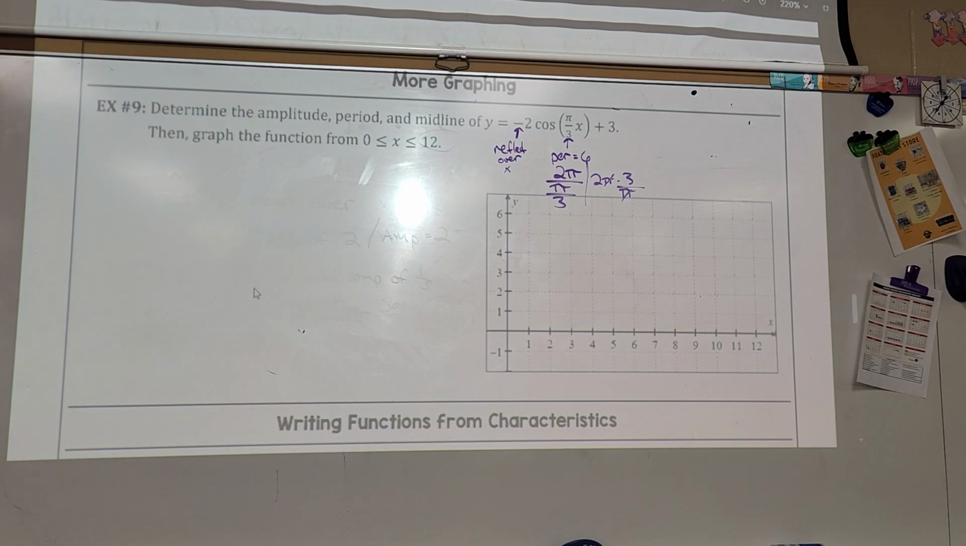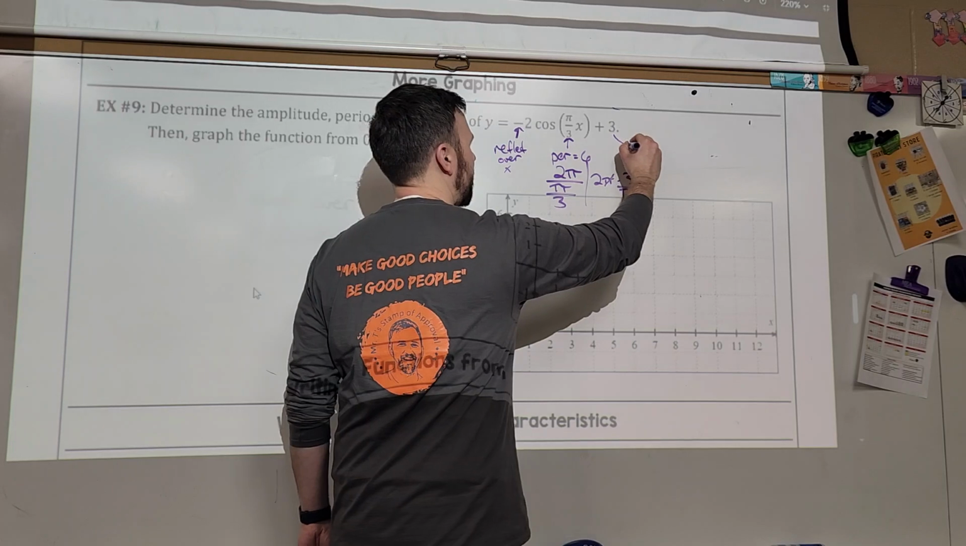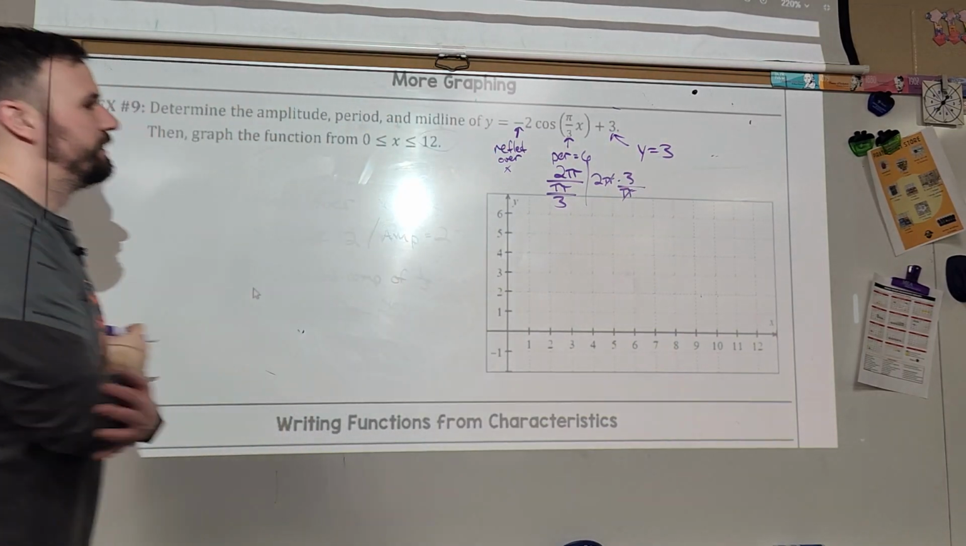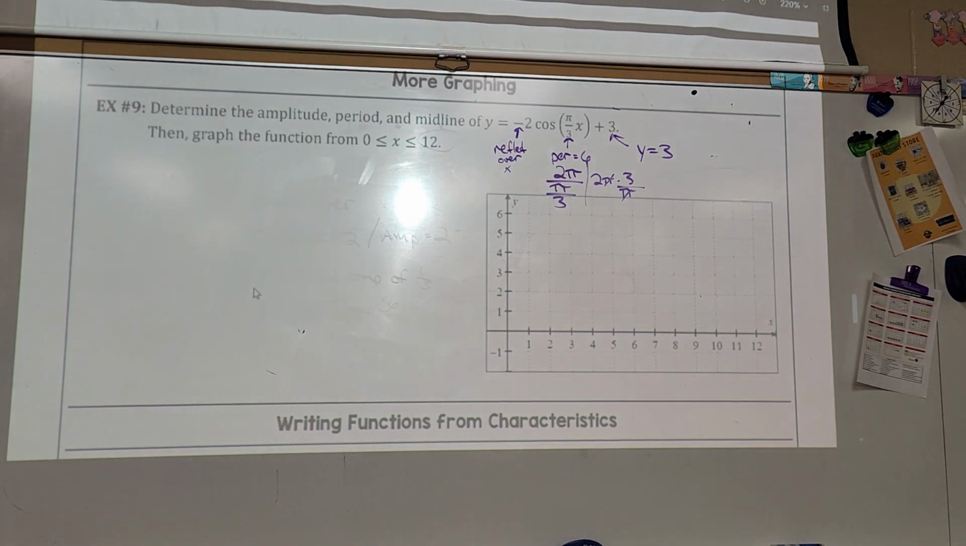Because in the real world, with waves and stuff, are we going to measure in terms of pi? No, we're going to measure in terms of time, right? So my period is 6. And what's my midline going to be?